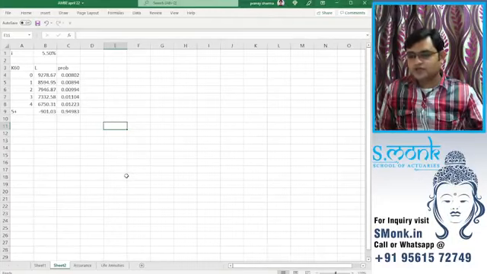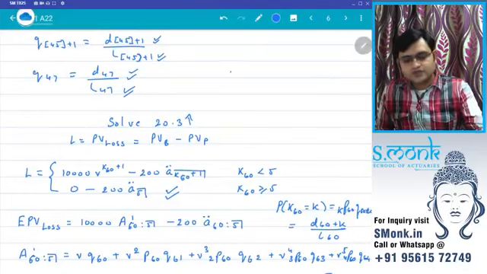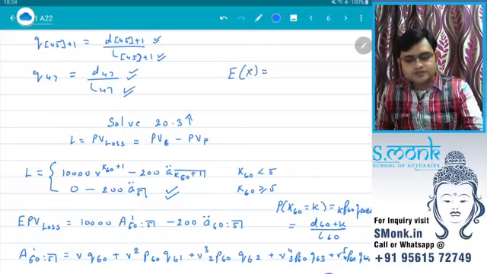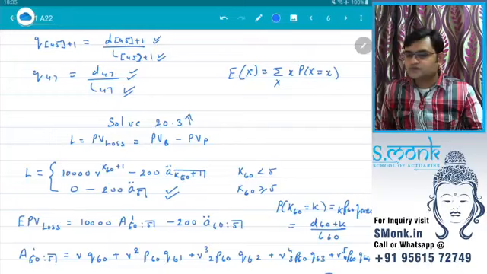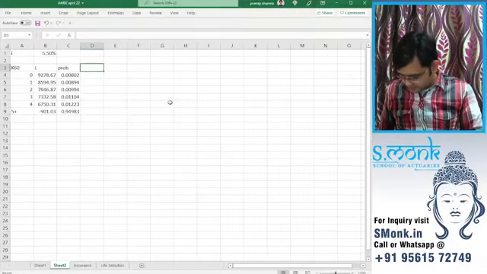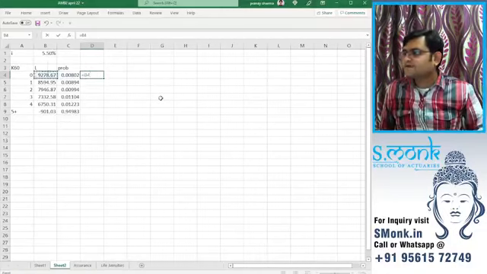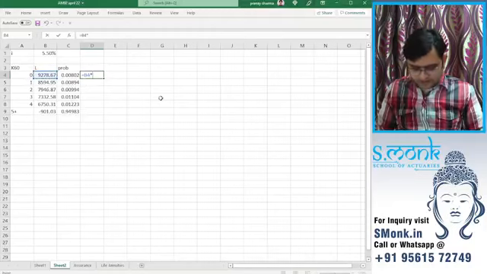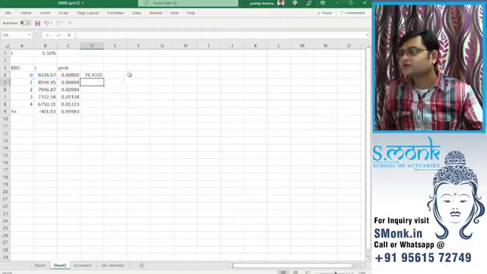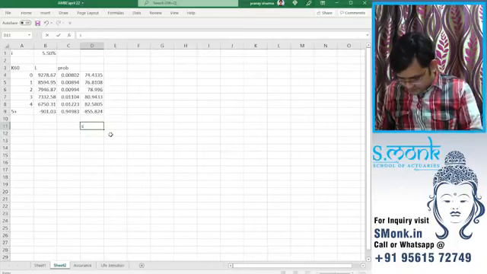Now if I want to calculate the expected value, the expected value formula is just summation for all values of x, we'll have x into the probability that it would happen. So in Excel, I'll say equal to the loss value multiplied by the probability value. I will drag it down for all of them, and here I will find the sum.